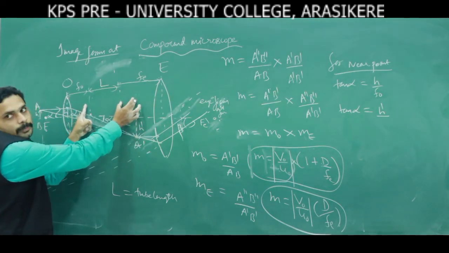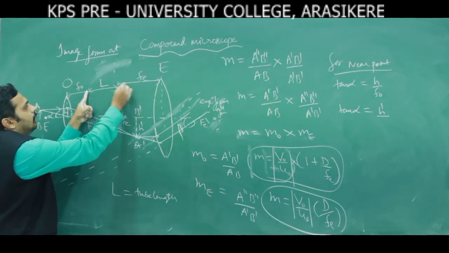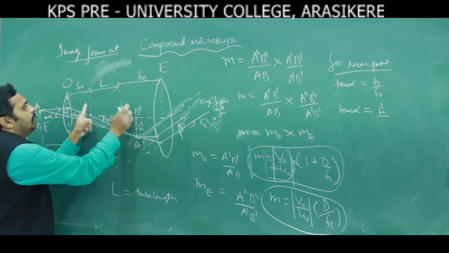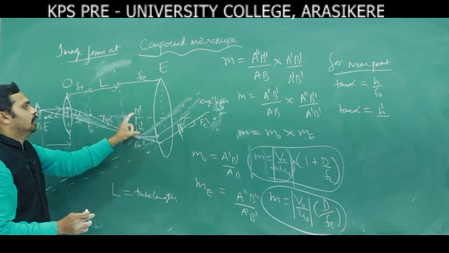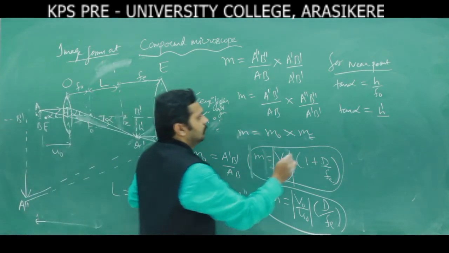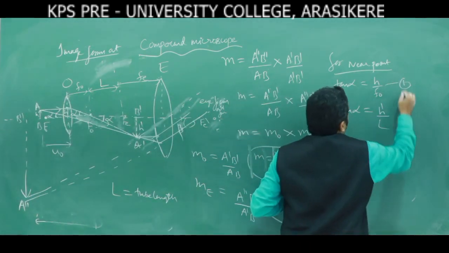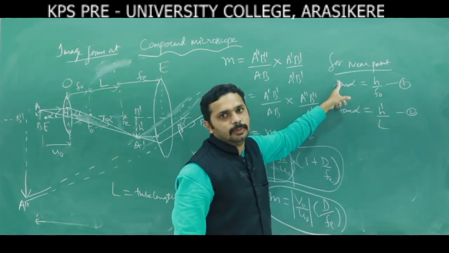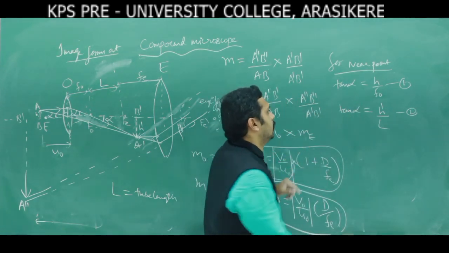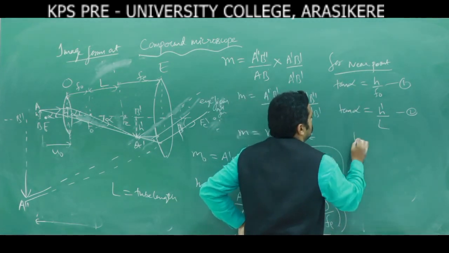I am taking approximate. Actually, the exact distance is not L, but for this L I am writing approximate. This distance is L. Opposite by adjacent, L. Now this is equation 1, this is equation 2. From equation 1 and 2, tan alpha, tan alpha.